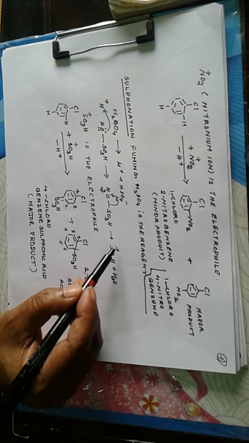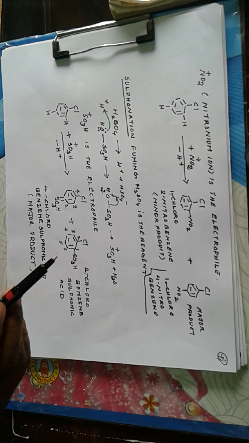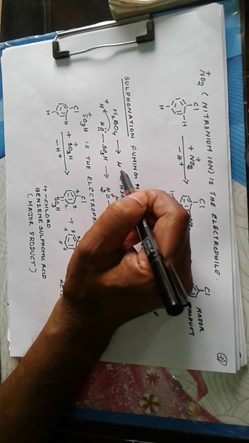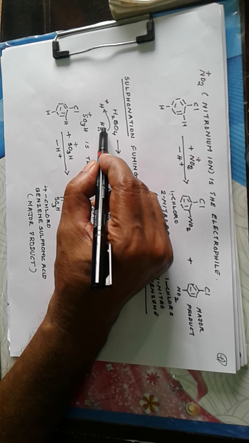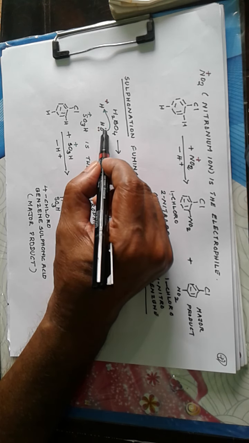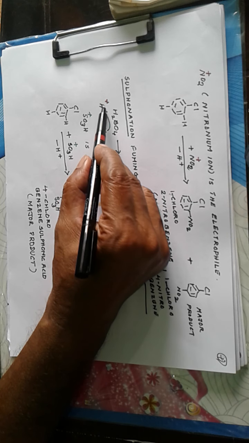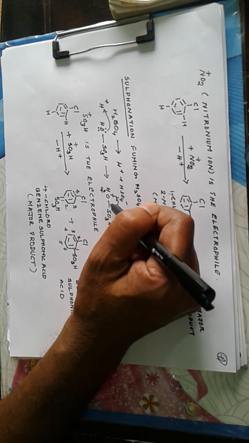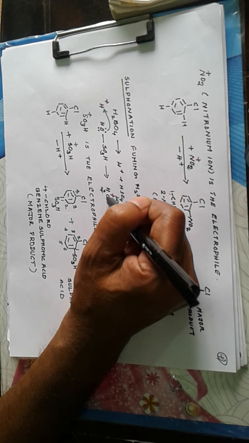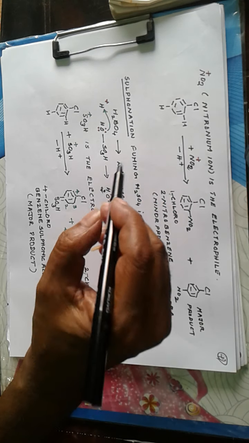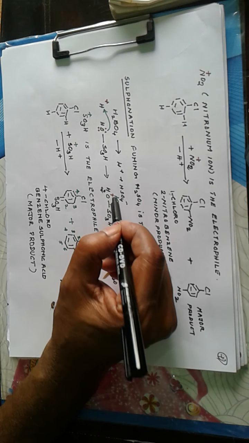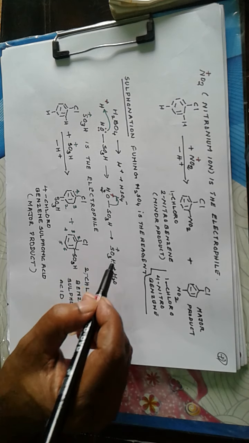Sulfonation is an electrophilic reaction where the electrophile is SO3H positive. SO3H positive is the electrophile. Again, H2SO4 can ionize to give H positive and HSO4 negative. Then HSO4 may be written as OH SO3H. Then the lone pair of oxygen connects to H positive, so we get OH2 positive. Then due to its positive charge, and oxygen being highly electronegative, the complete bonding pair of electrons is taken up by oxygen, which neutralizes the charge over oxygen. We get water and SO3H positive.